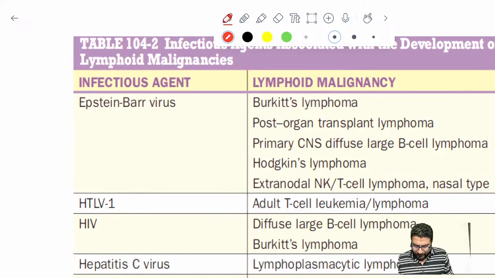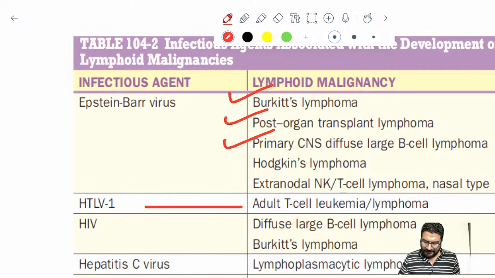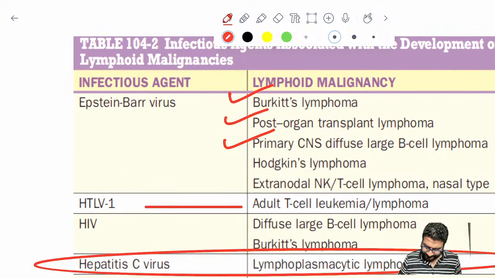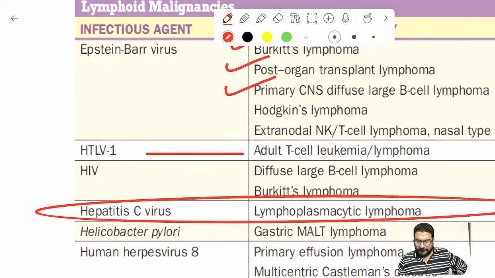अब देखो ये बार बार क्वेश्चन पूछते हैं, like which virus can cause. So remember, Epstein-Barr virus can cause Burkitt lymphoma, organ transplant lymphoma, primary CNS lymphoma. HTLV1 will cause adult T-cell leukemia. Hepatitis C will cause... ये क्वेश्चन नहीं आया, बाकी सारे आ चुके हैं. See, except this, every question came in exam. This is the expected now. Then H. pylori will cause gastric MALToma. HHV8 will cause Kaposi sarcoma, effusion lymphoma, and Castleman disease.